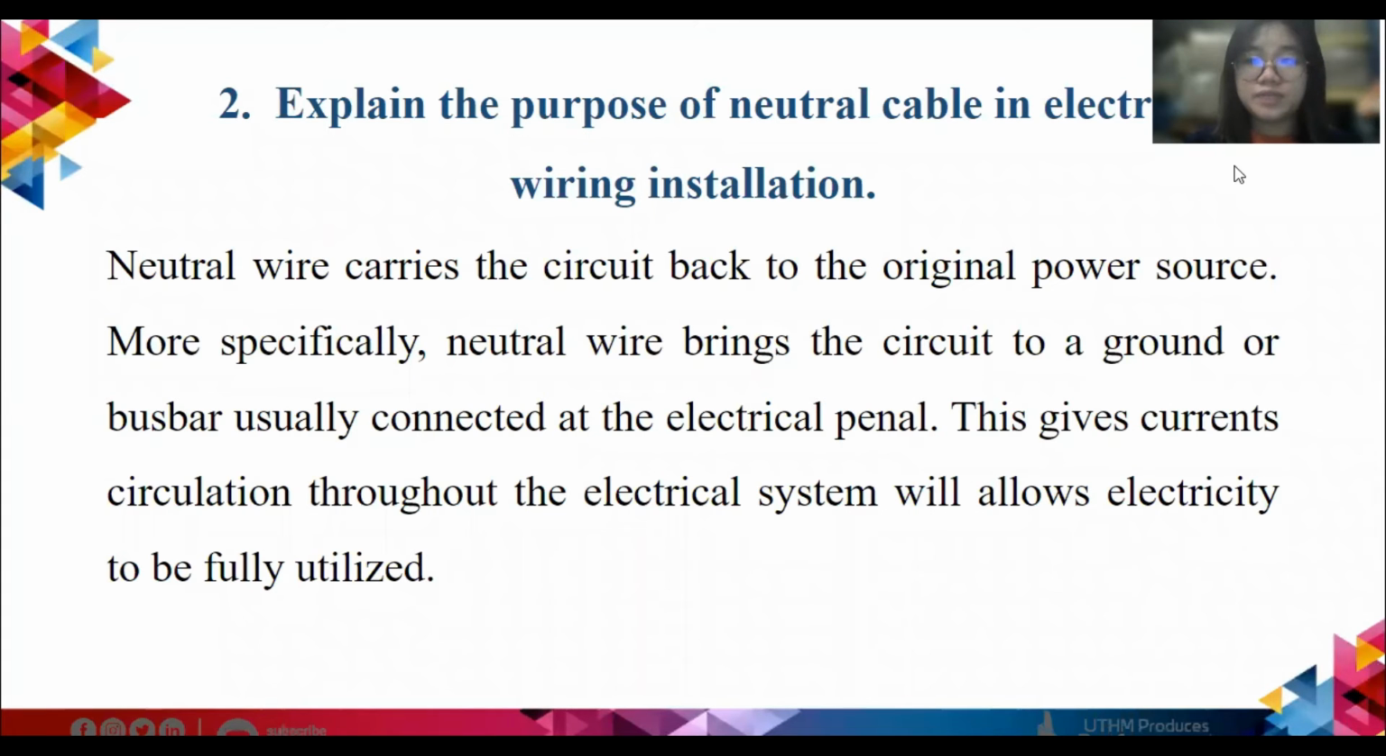Now I am going to explain the next question. Explain the purpose of the neutral cable in electrical wiring installation. The neutral wire carries the circuit back to the original power source. More specifically, the neutral wire brings the circuit to a ground and busbar usually connected at the electrical panel. This gives current circulation throughout the electrical system, which allows electricity to be fully utilized.